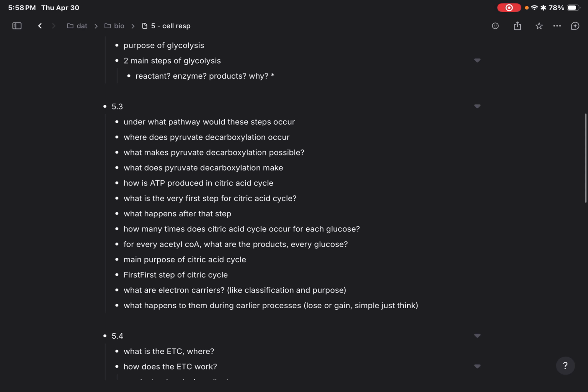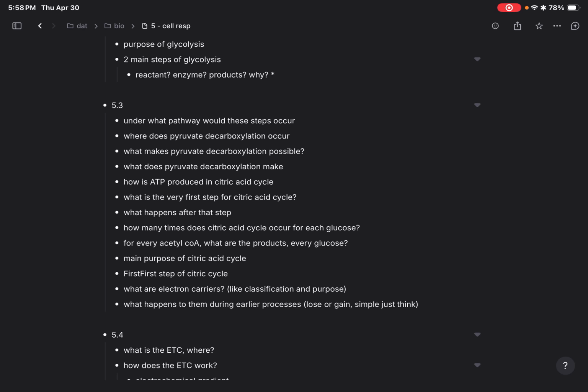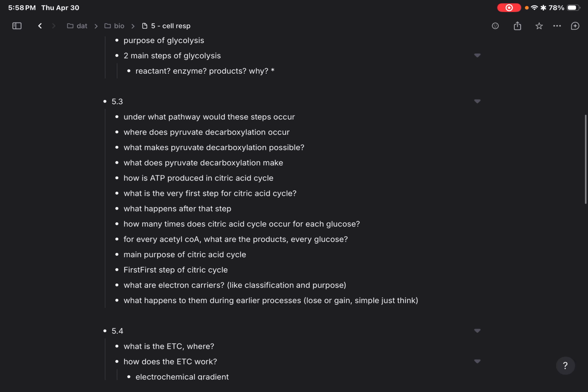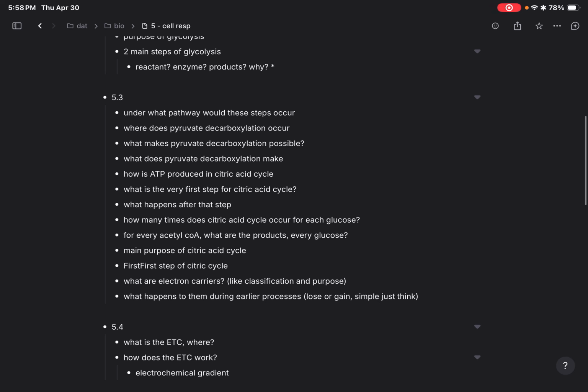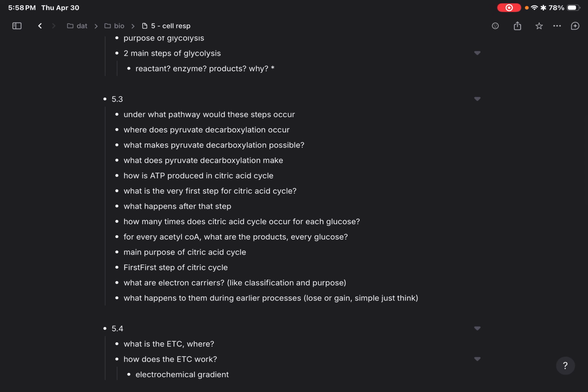Okay, under what pathway would these steps occur? This is the aerobic pathway, so it has oxygen. Where does pyruvate carboxylation occur? Where does it happen? In the mitochondria? Intermembrane space? Or takes place in the mitochondrial matrix?